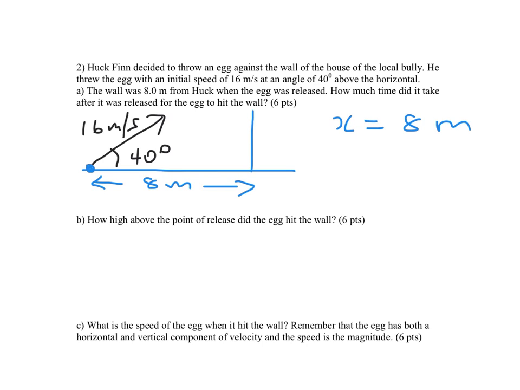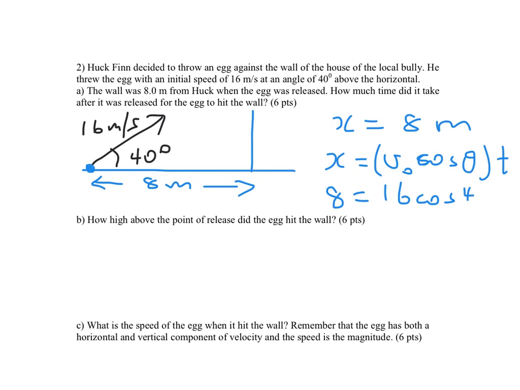Now, if you consider the x motion, it's very simple. It's constant velocity. It says x is v naught cosine theta times t. So if you want to find the time to hit the wall, all you do is you say x is 8, v naught in this case is 16, times cosine of 40 degrees, multiplied by t, and you can easily solve for this. And when you do that, what you find is that the time taken is 0.65 seconds.